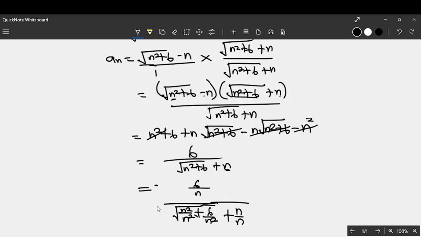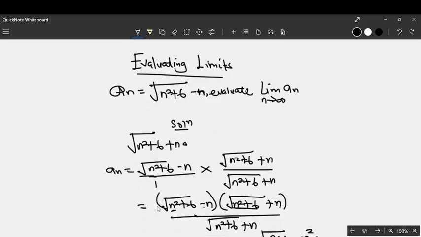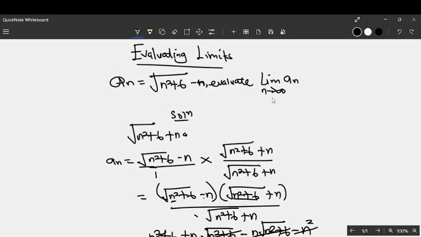So evaluating the limit as n approaches infinity, the final answer becomes 0.